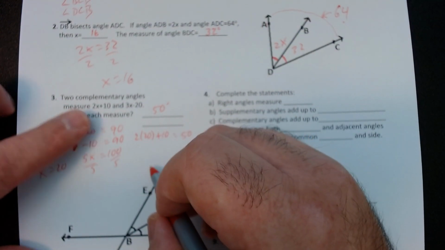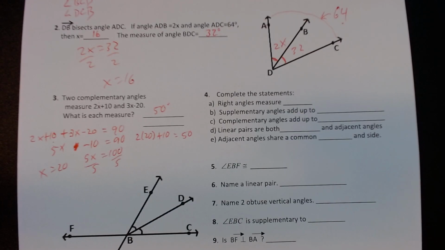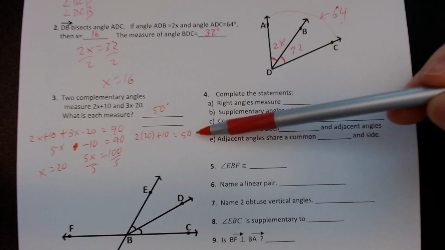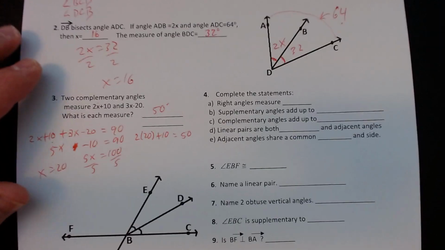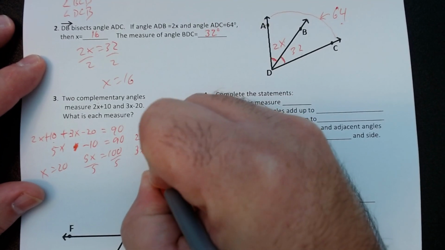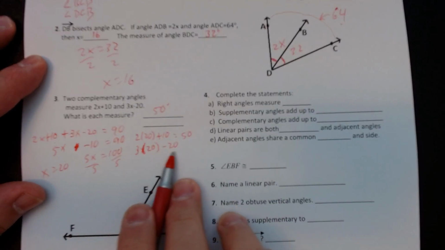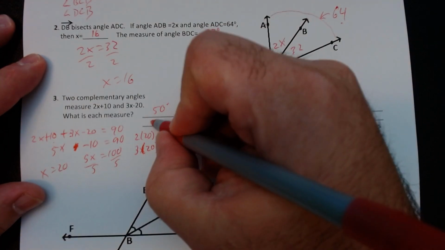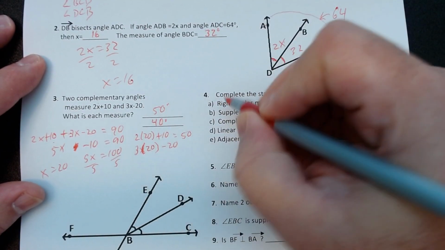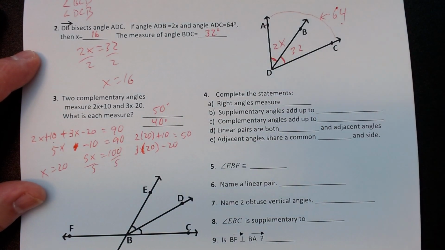And then on the other one, you're going to substitute x is still going to be 20, so it's going to be 3 times 20, and then minus 20. So this is going to be 60 minus 20, so that's going to be 40. And at the end of it, it makes sense because if they're complementary, they're supposed to add up to 90. 50 plus 40 does make 90.